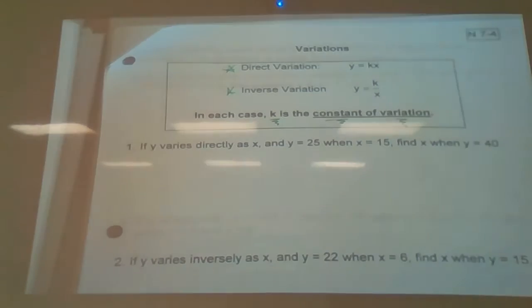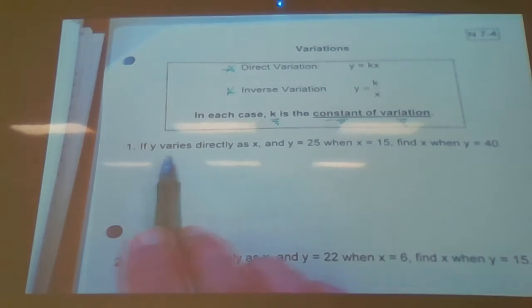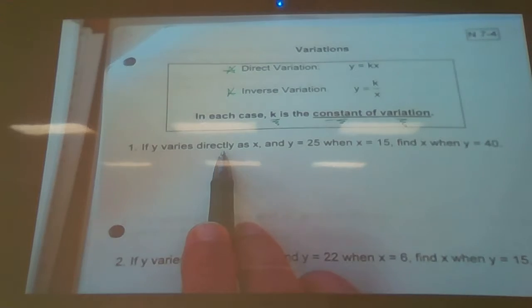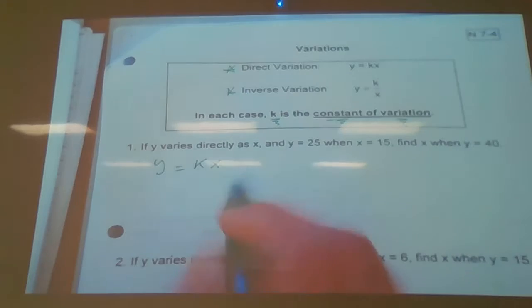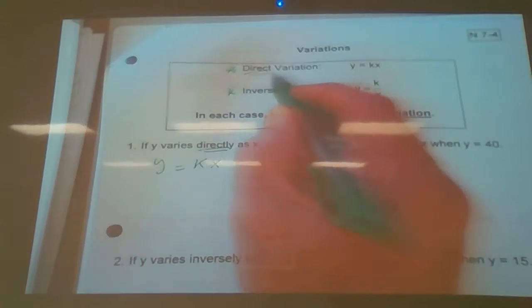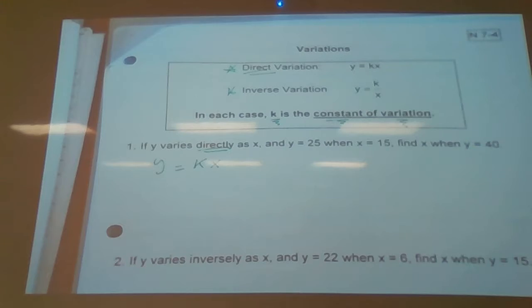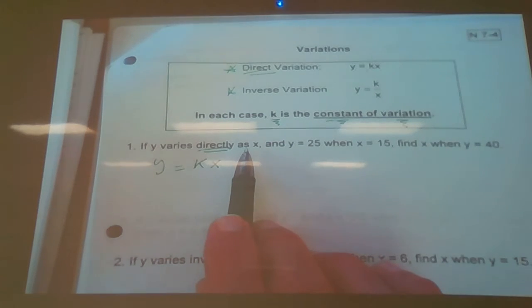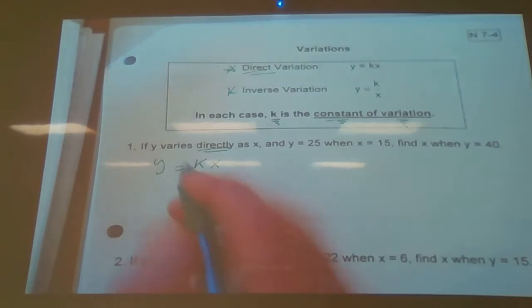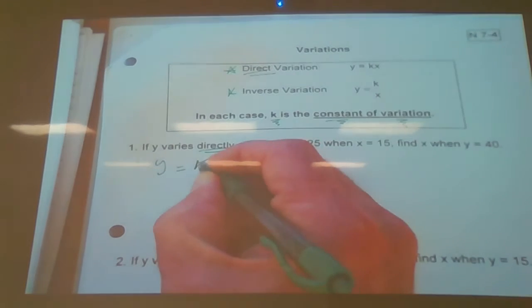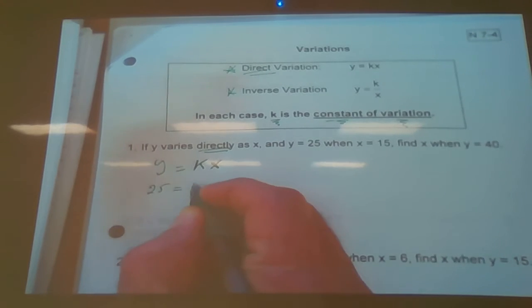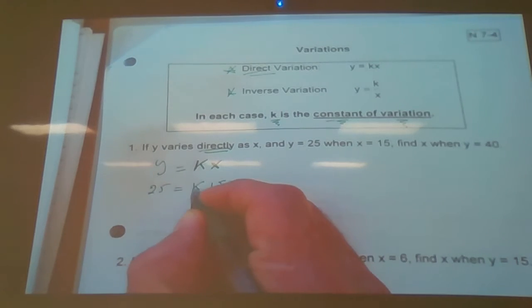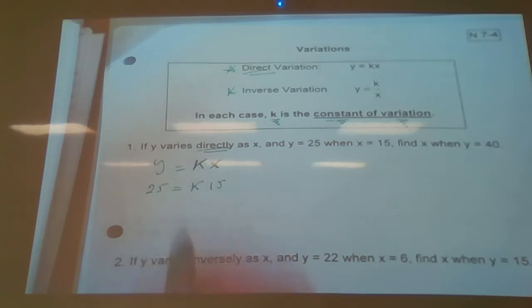So if you look at example 1, read it carefully. It says, if y varies directly, so now we're looking at y equal kx because it varies directly, and that's a direct variation. And for this type of question, you're going to always find k first, then use k to answer the question. So as when y is 25 and x is 15, they're going to give you information to find what k is.